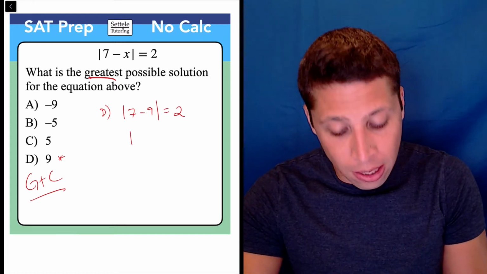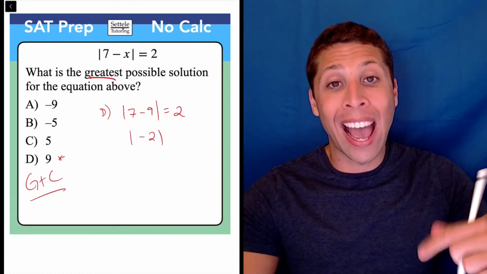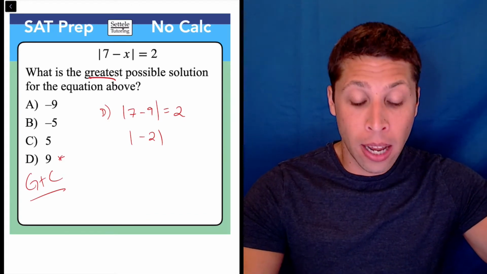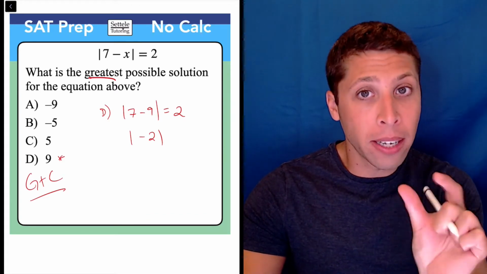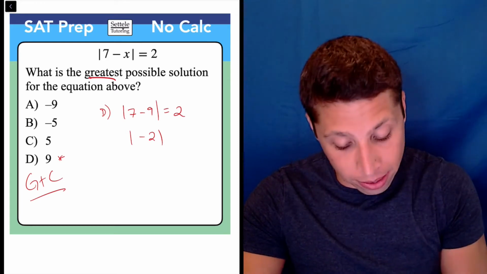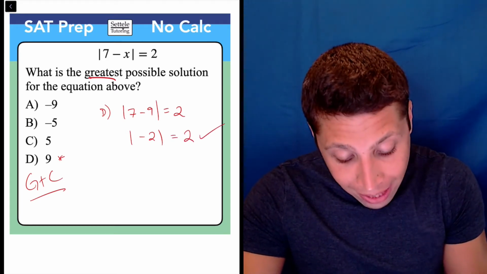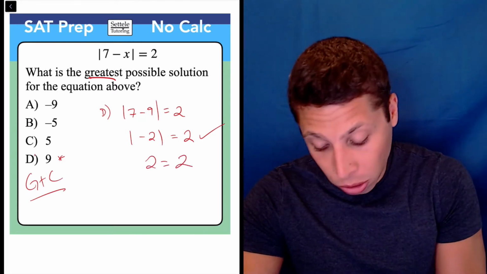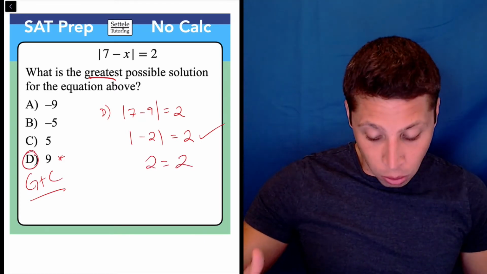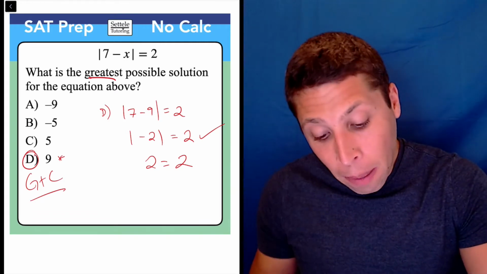But if we do this, we hopefully can remember that when we have a number in those absolute value bars, a simplified number, that if it's negative will become positive. So the absolute value of -2 is 2. This checks out. We basically get 2 equals 2, and that's it. That's the answer.